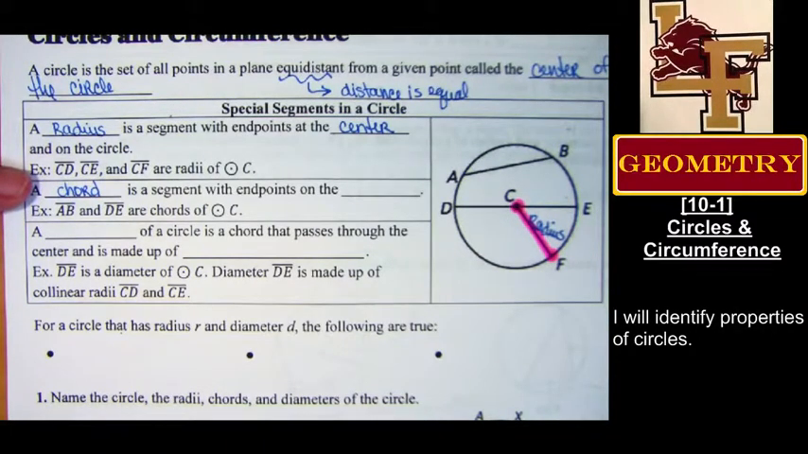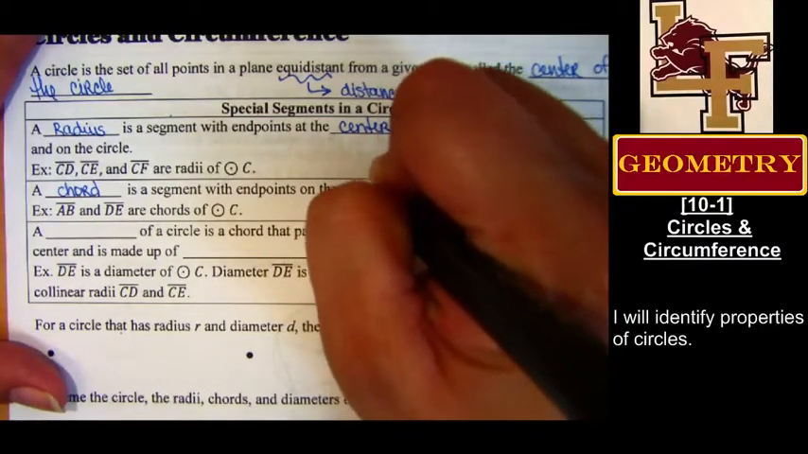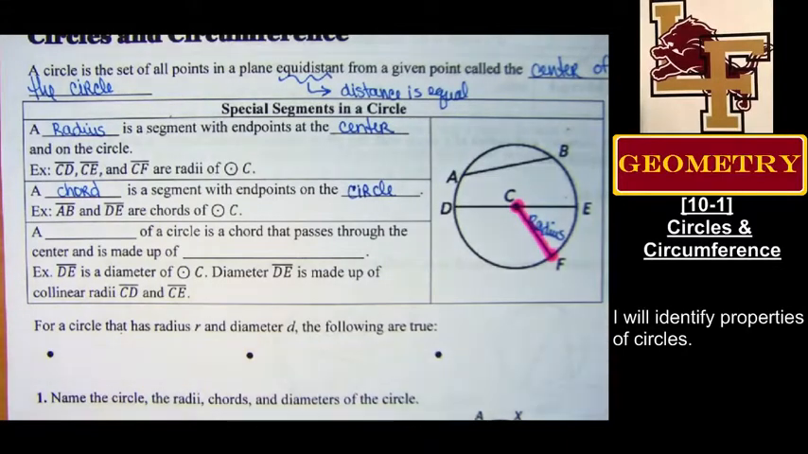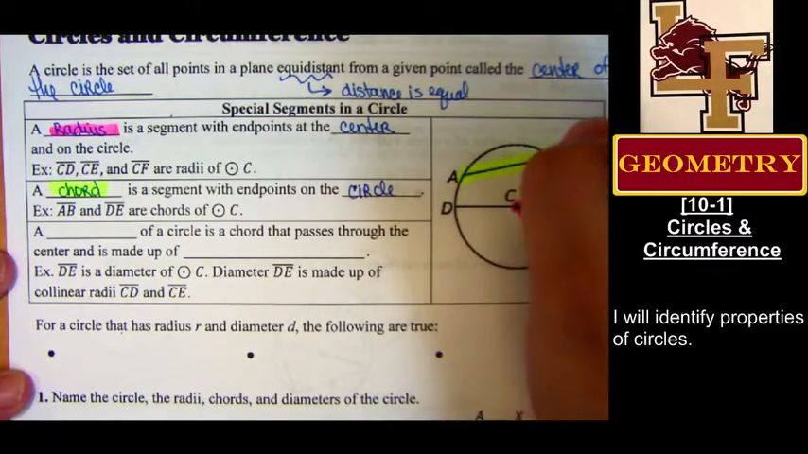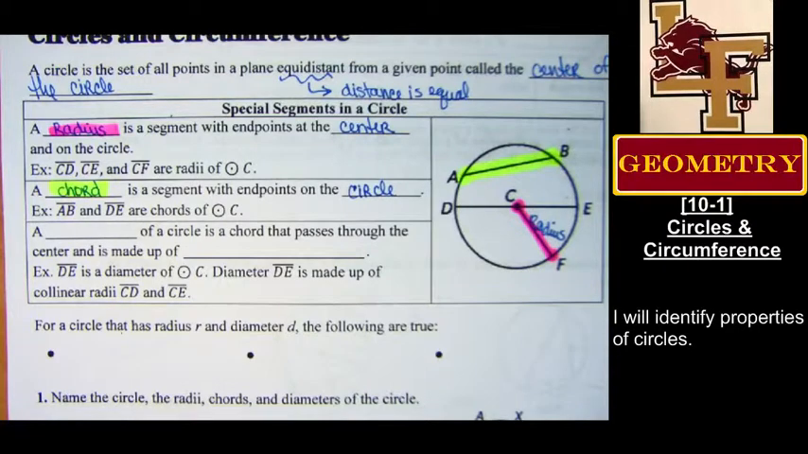And a chord is a segment in a circle where the endpoints are on the circle. No particular place else that it goes through, just that it's somewhere on the circle. A is on the circle, B is on the circle, and so the line segment AB is a chord. Other chords that appear in this circle would be if I were to draw a line from, say, B to D, that would be another chord because B is on the circle and D is on the circle. I could draw another chord from A to E or from B to E or B to F. As long as I start and stop on the circle, everyone's happy with it being a chord, which means that DE is also a chord.